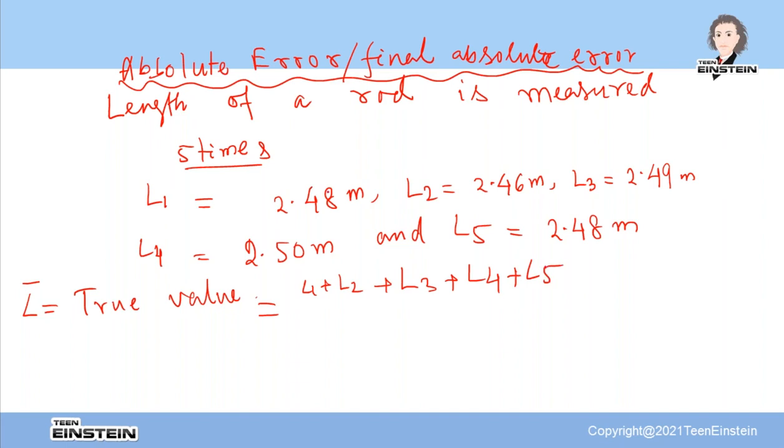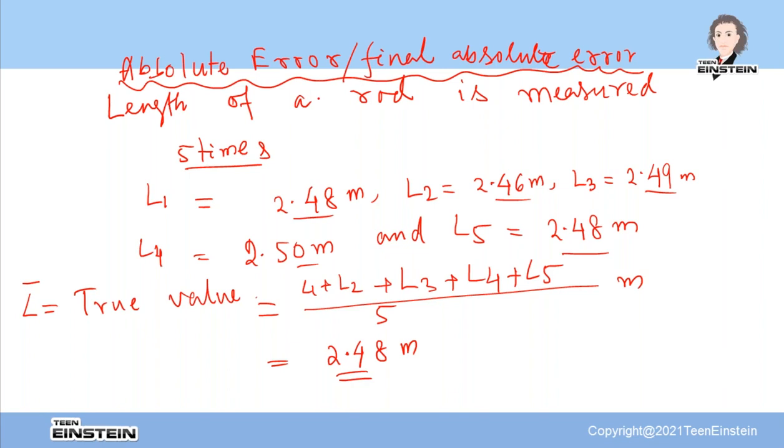Okay, so you have to find out the mean first. So I'll just add all of them. I'm not writing these values, I'm just telling you the result we should get, and divide by 5. This will be in meters. So you will actually get 2.48 meter. So what is the true value or mean value? This is the one. Now you have to find out the absolute error and find the result.